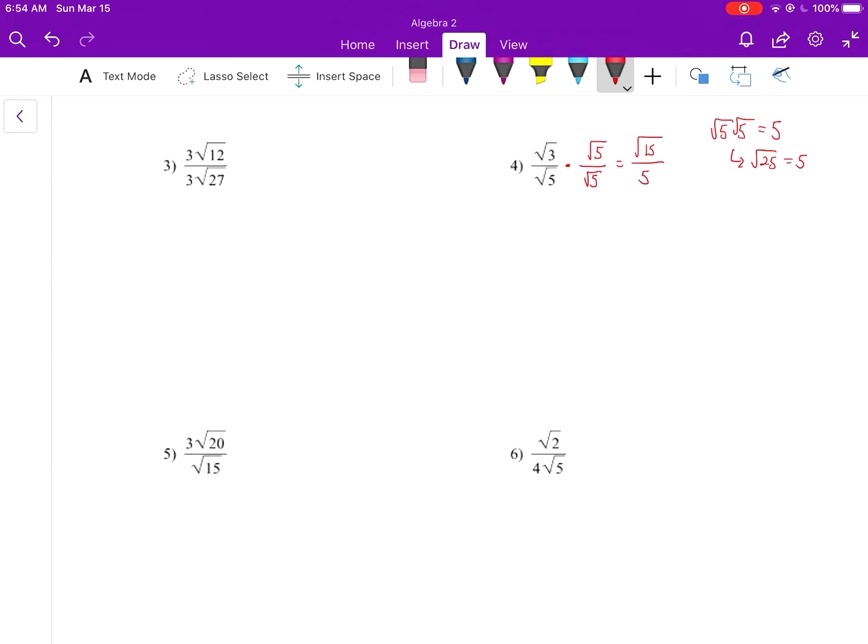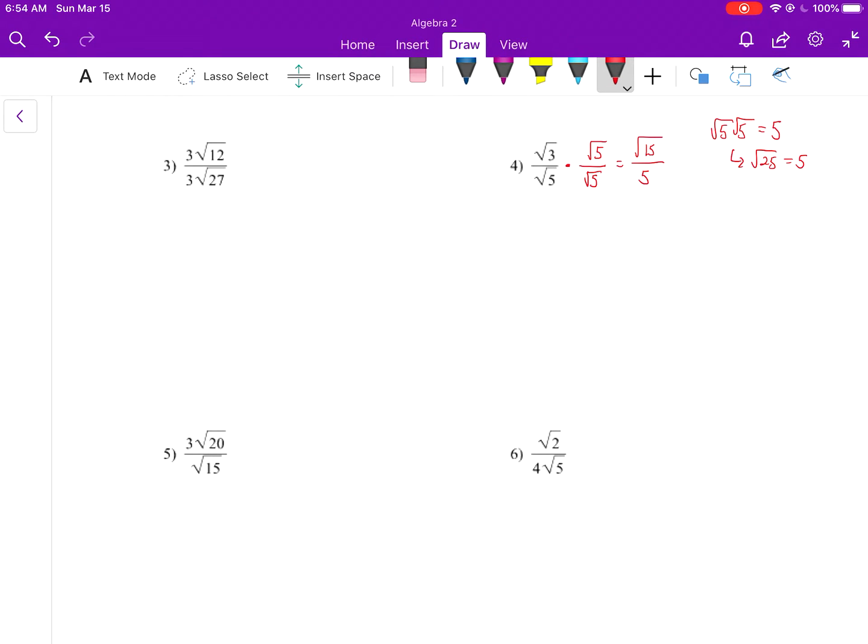And so we look here, we have the square root of 15 over 5. Some of you might be wondering, can we reduce the 5 and 15? We cannot, because the 5 is not in a square root and the 15 is in a square root. Let's move down to number 5, and I'll let you do number 6 on your own.